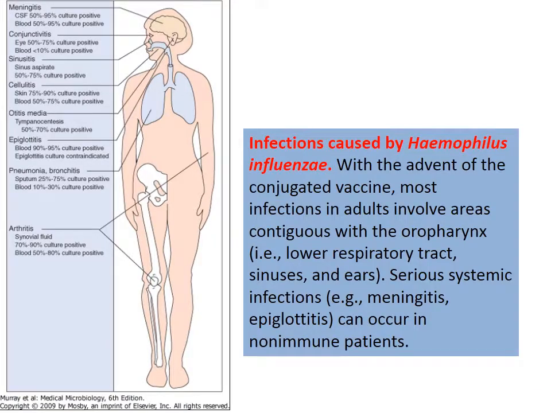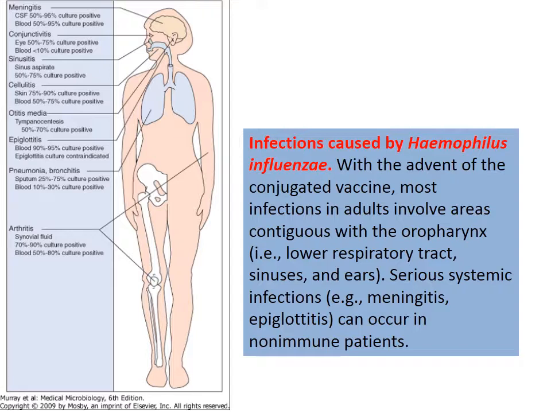What are the typical infections caused by Haemophilus influenzae? Again, you would not see them in this part of the world, but you'll see them in Asia and Africa where people don't get vaccination. And you will see again on the top meningitis, conjunctivitis, sinusitis, and then again some of the skin infections like cellulitis.